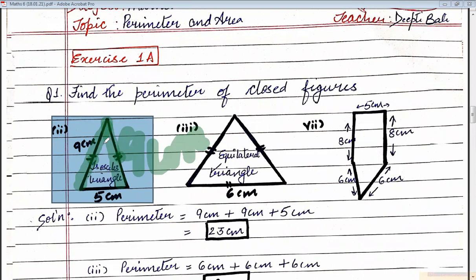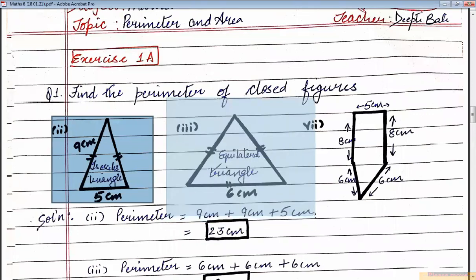So what is the perimeter of the isosceles triangle? 9 centimeter plus 9 centimeter plus 5. Okay, so after adding you will get 23 centimeter. Okay students, so what is the perimeter of an isosceles triangle? It is 23 centimeter. Is it clear? Now let us move on to our second figure, that is equilateral triangle.